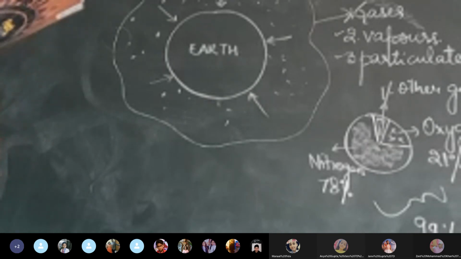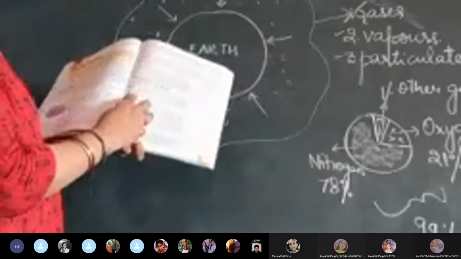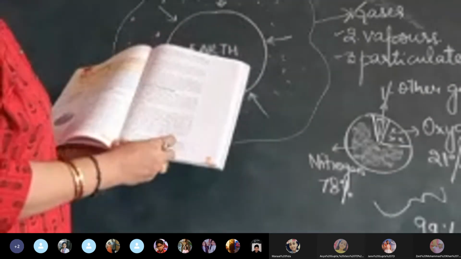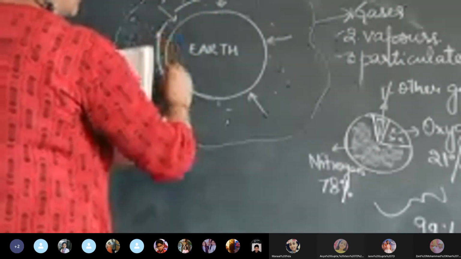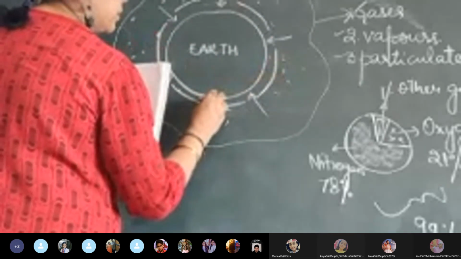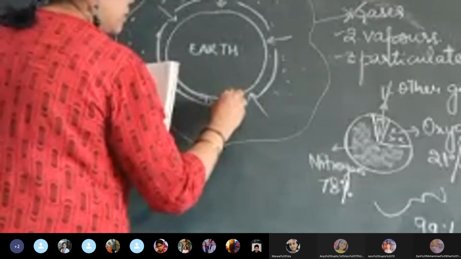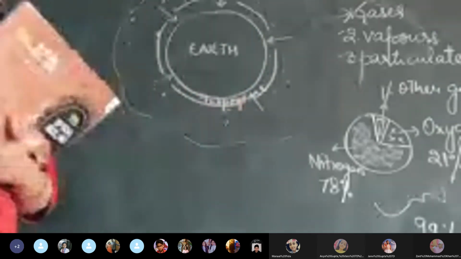Okay, now how much time is left? 2 or 3 minutes. We'll go on to the next heading, structure of the atmosphere. In our next class, I'll tell you the different layers. The first layer, which is closest to Earth, is called troposphere.